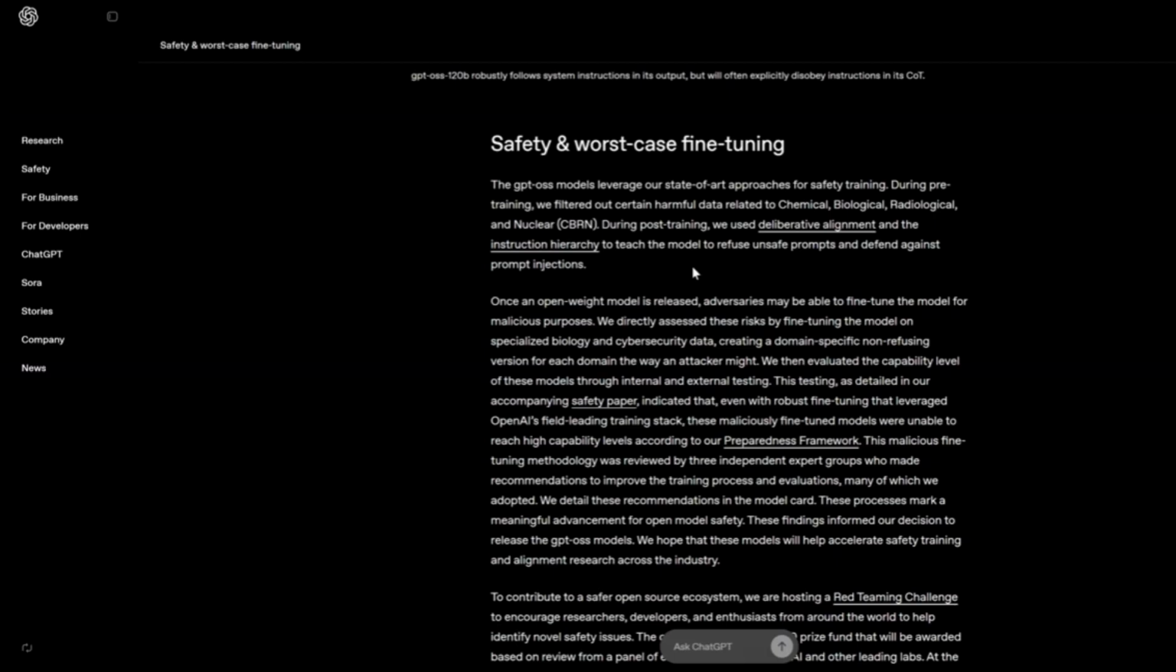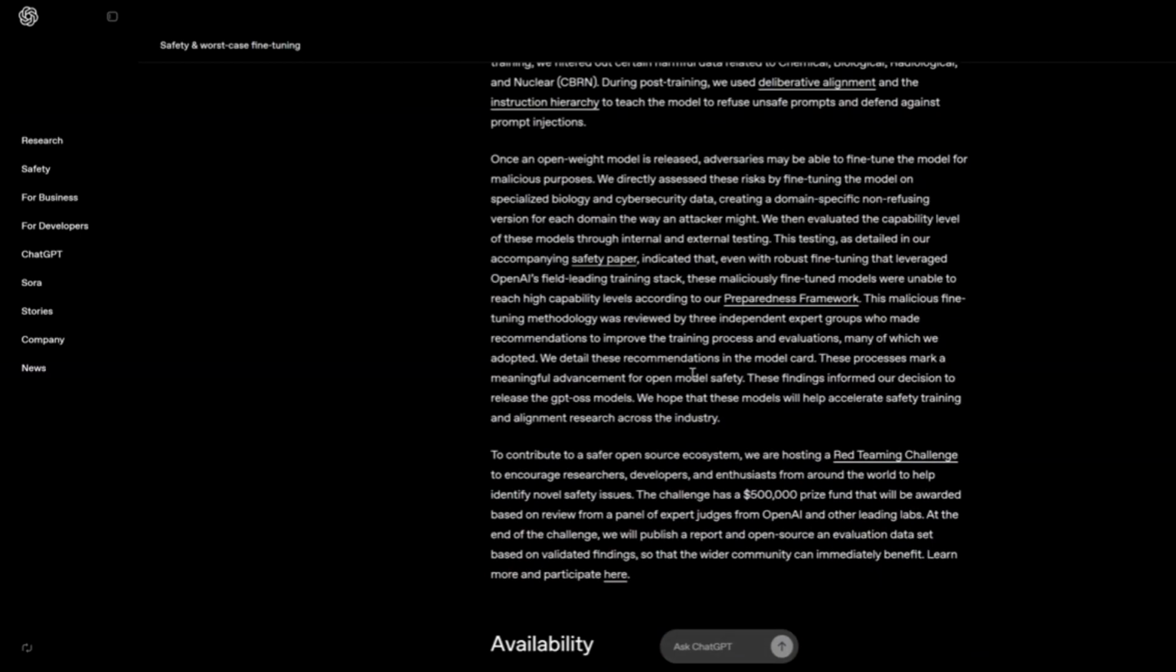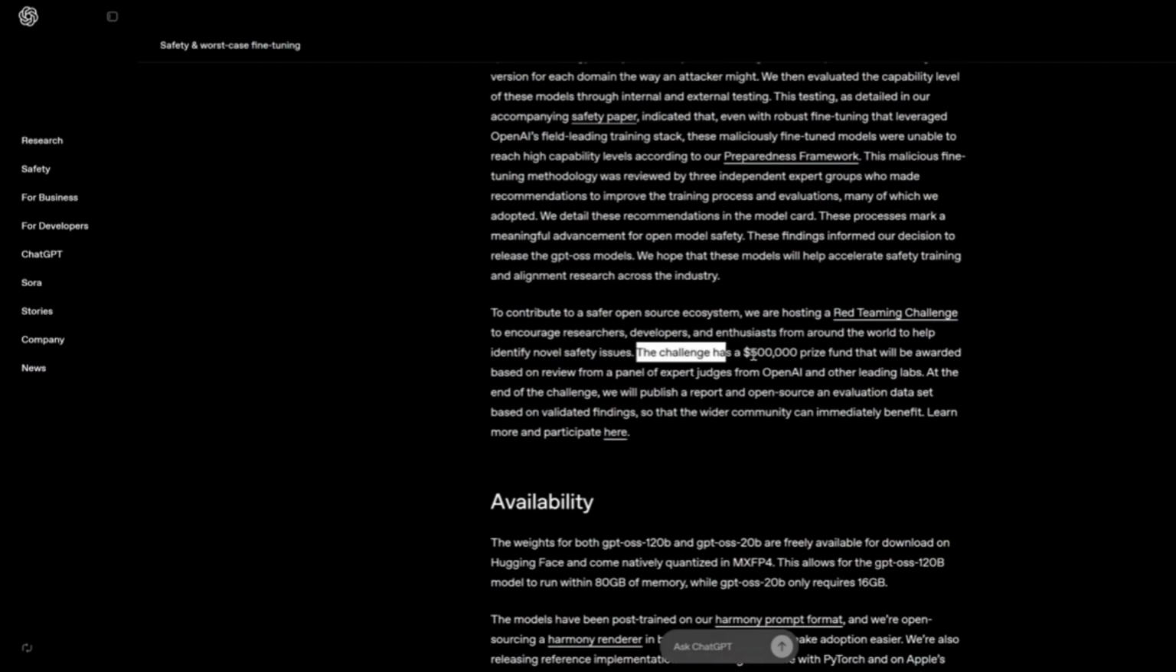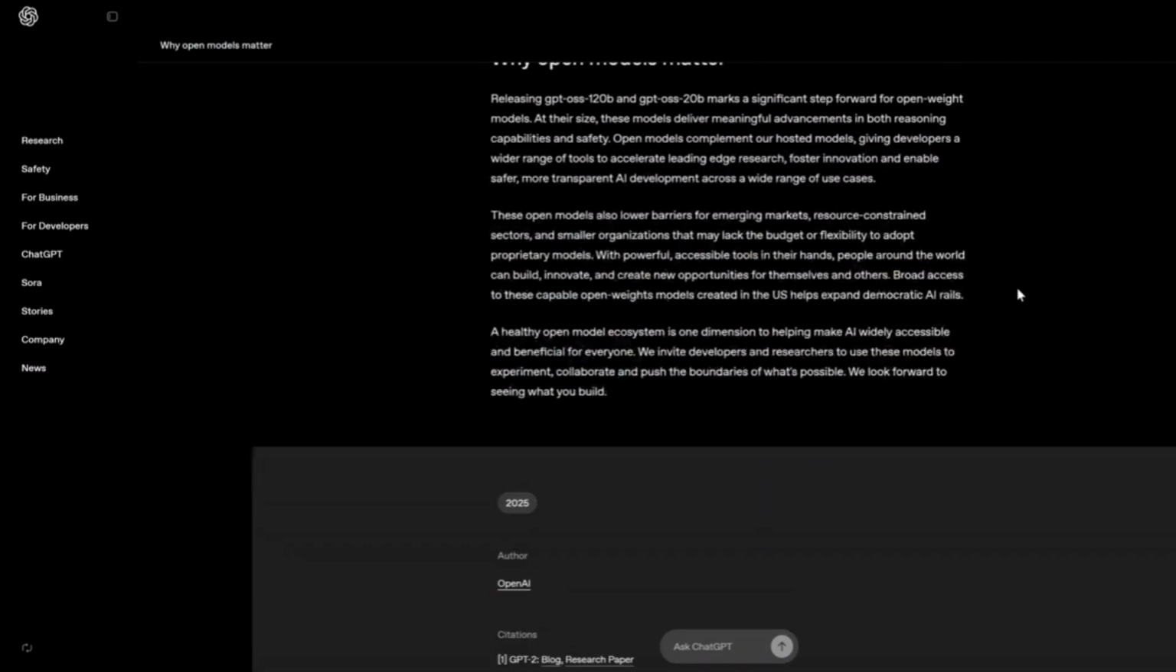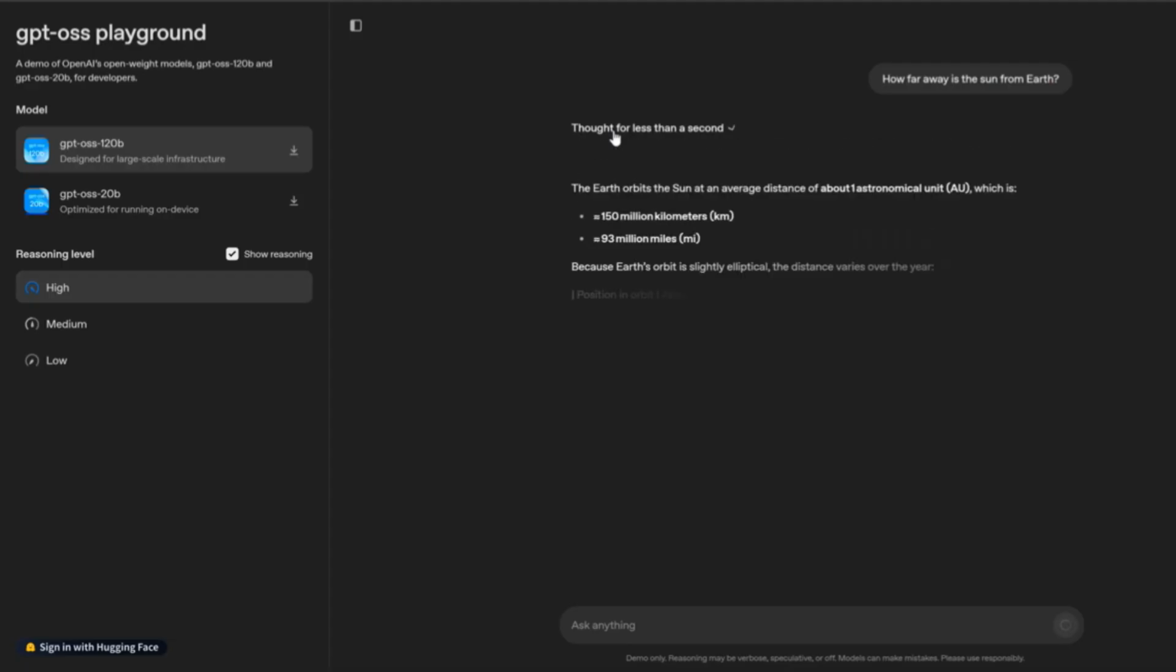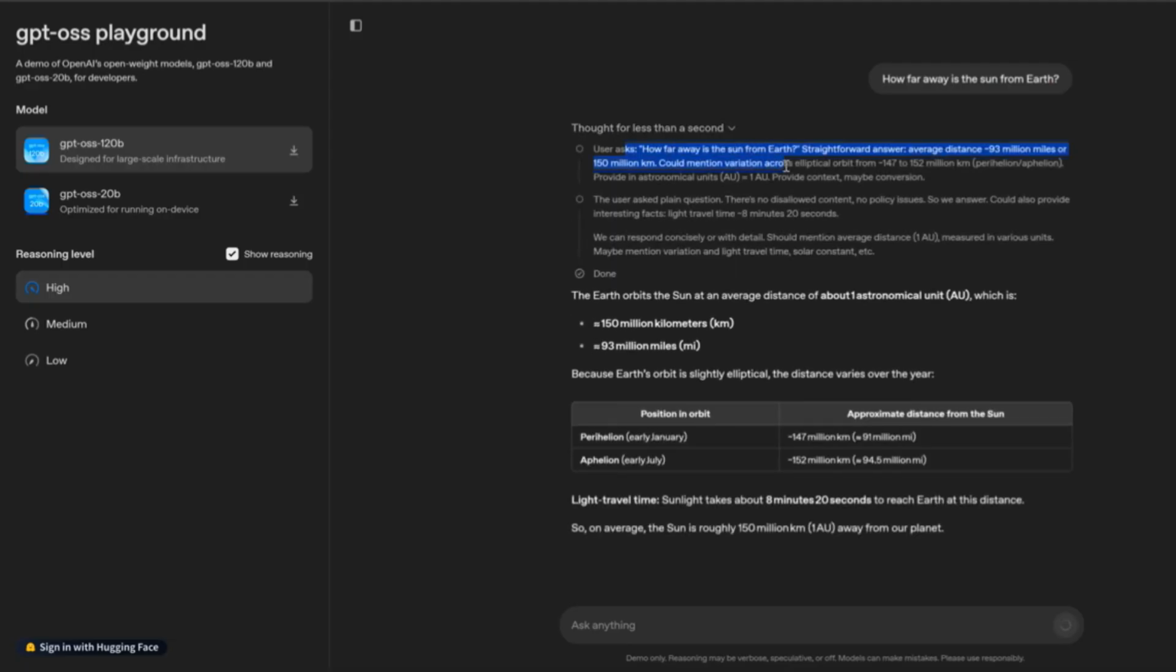For medical diagnosis on HealthBench, GPT-OSS 120B scores 57.6%. For comparison, O3 gets 59.8%. We're talking about medical-grade AI you can run privately without sending patient data anywhere. This benchmark tests real medical reasoning, the kind doctors use for diagnosis and treatment planning.